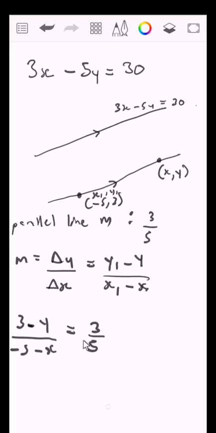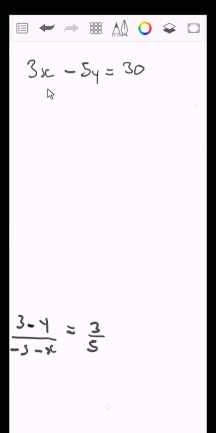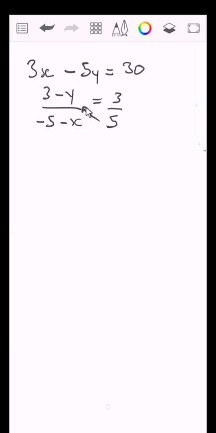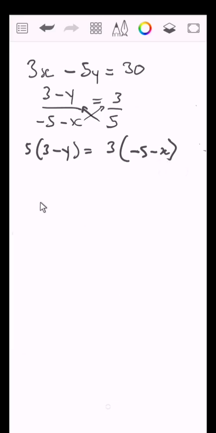We are going to cross multiply. So let us create a space to solve this. We have 3 minus y over minus 5 minus x is equal to 3/5. Cross multiplying, we have 5 multiplying 3 minus y equal to 3 multiplying minus 5 minus x. So 5 times 3, expanding the brackets, is 15, 5 times minus y is minus 5y. This is equal to 3 times minus 5, which is minus 15, and 3 times minus x, which is minus 3x.